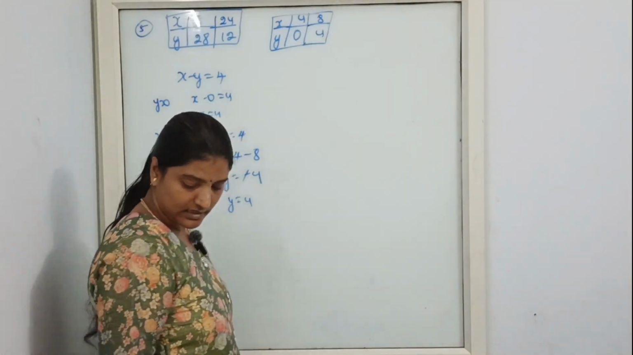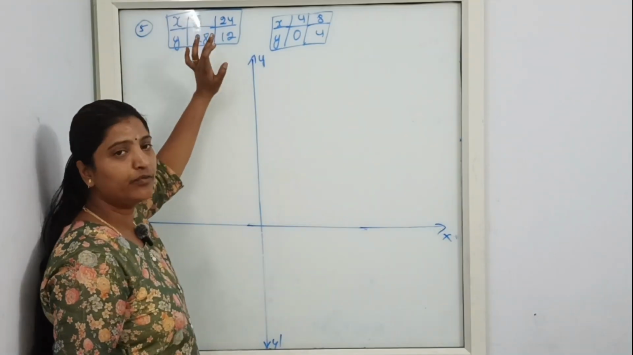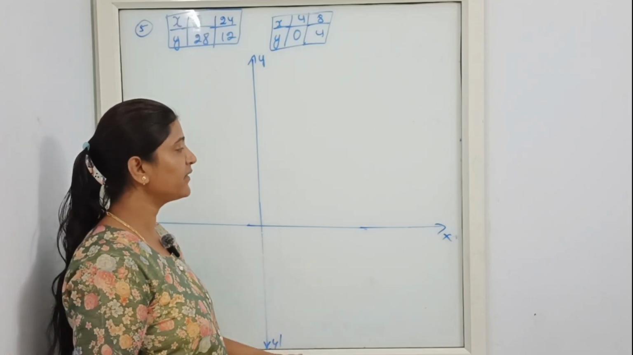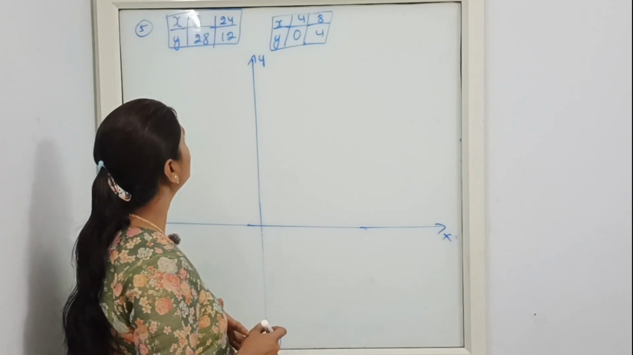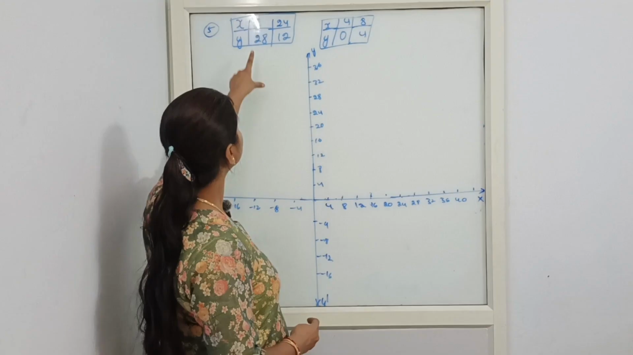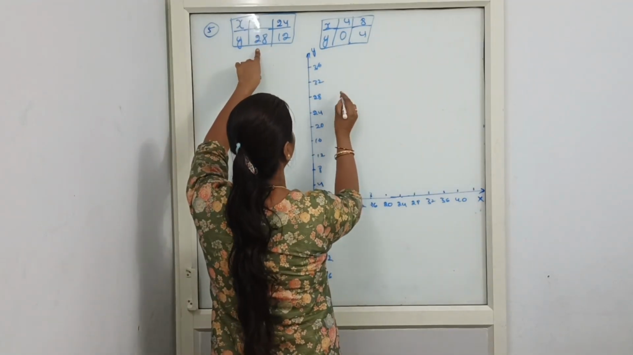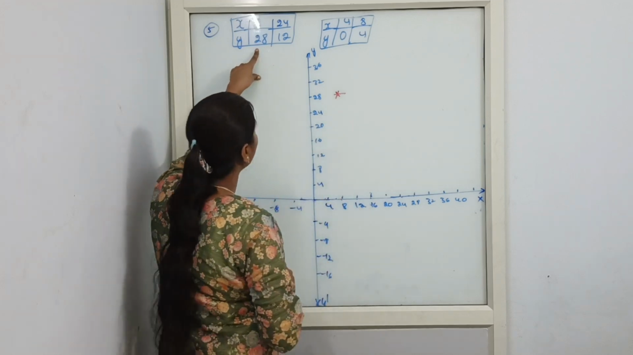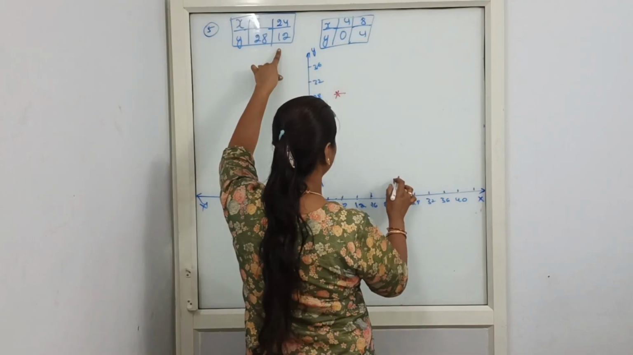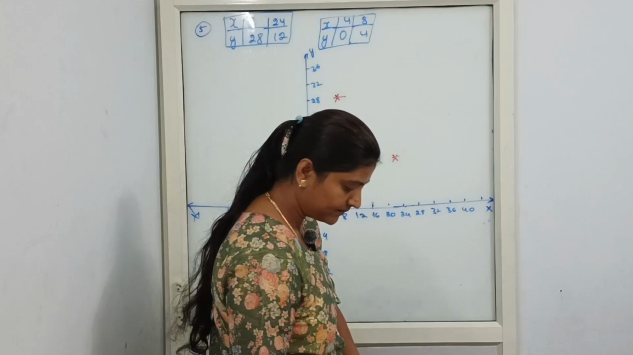Okay. Let us start doing this on graph. X is 8, 24 is there. If you start writing 1, 2, 3, the space is not enough. That is why you can write multiples of 4. That is more than enough because 8 and 24 will cover. X is 8 and y is 28 here. And x is 24, y is 12. Join them.